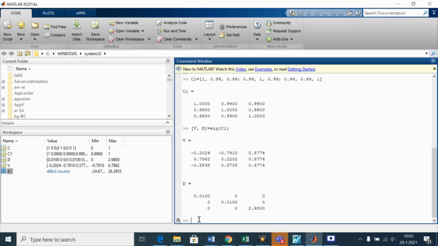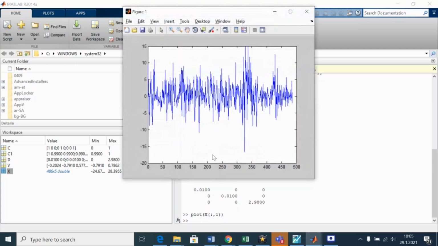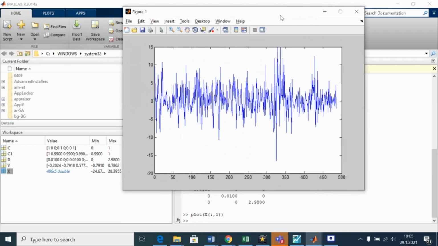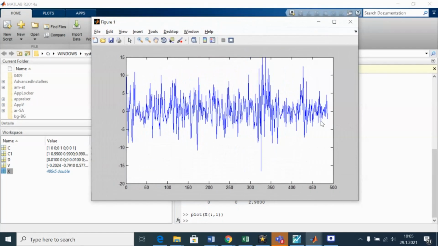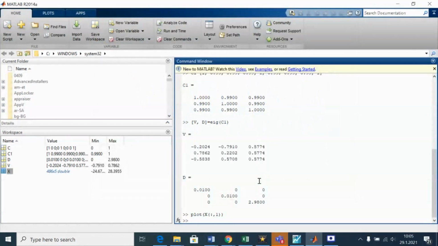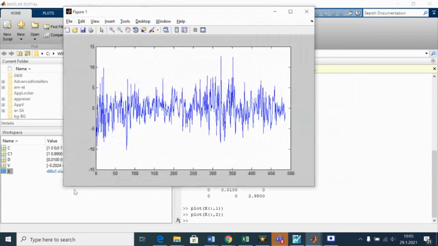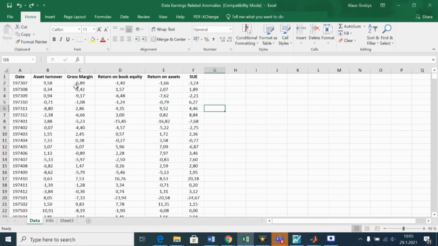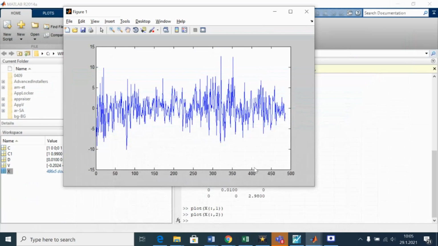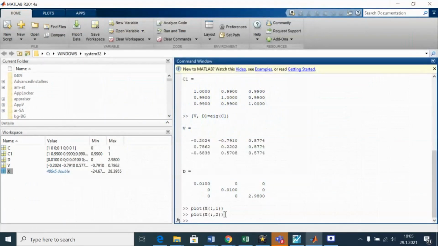If we now plot the first vector in X, what we see is the time series of the first anomaly or the first trading strategy in our X matrix. We can also plot the second one, which we see here. This is the time series evolution of our second strategy, which is the gross margin, and so on and so forth. So obviously, we can open here a new script.